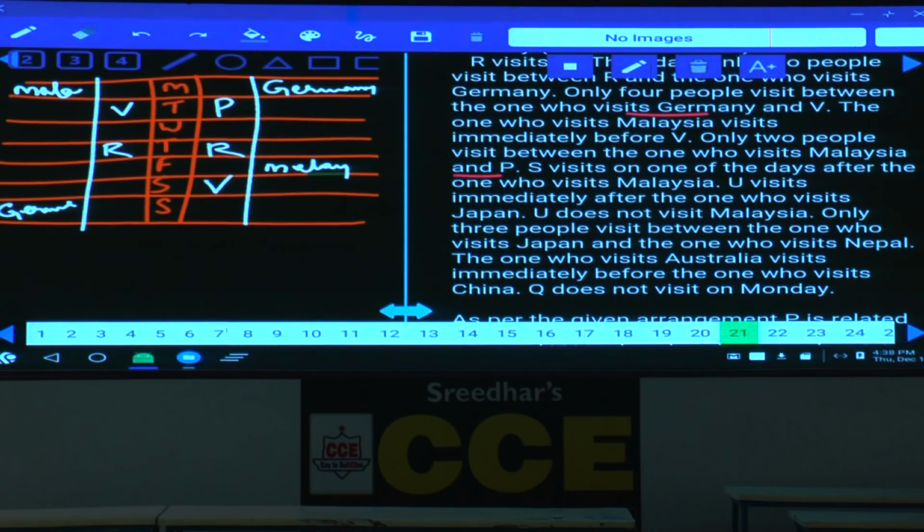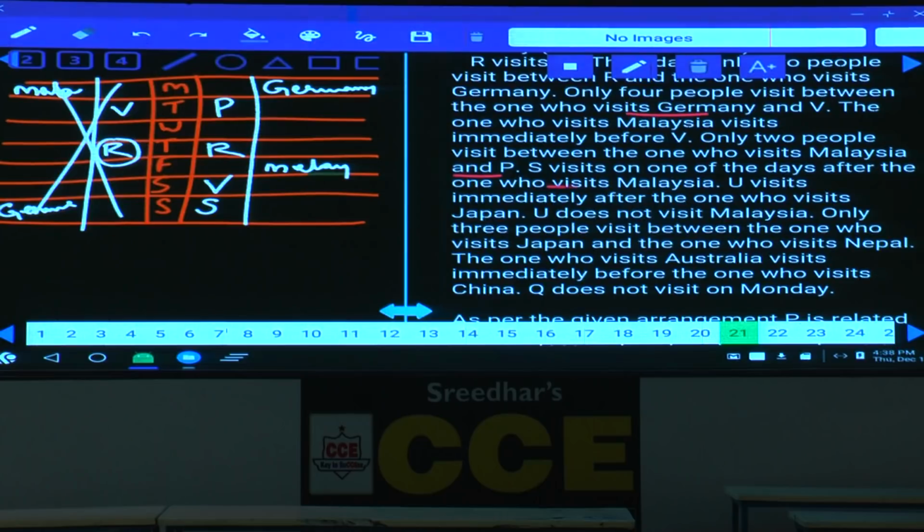There are only 2 people in between Malaysia and P. Now the second case is not possible, because P and R must be in the same place, which is not possible, isn't it? And the second case is completely ruled out. Now we are left with only one case. S visits on one of the days after the one who visits Malaysia. S is on one of the days after Malaysia, and this S must be either Saturday or Sunday. Saturday is not possible, so that person visits on Sunday.